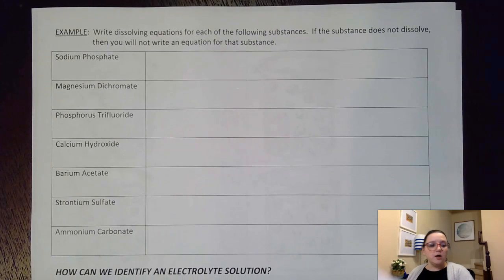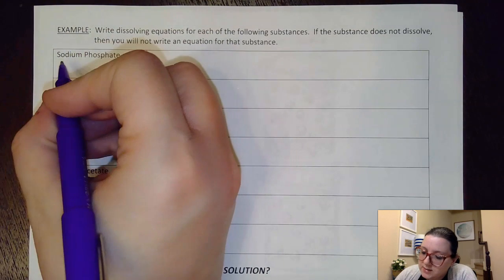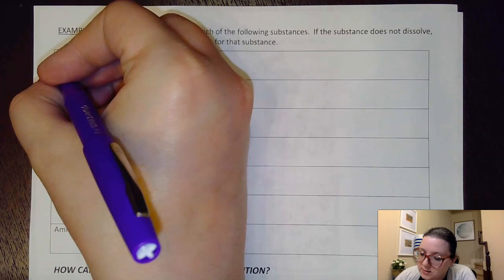It gives us a chart here with some various substances, and it wants us to write dissolving equations for each of them. If it doesn't dissolve, then we're not going to write an equation. So we're going to do a couple of these together, and then I'm going to let you try some out. So let's look at the first one here. The first one says that I have sodium phosphate. And so the first thing I would do is ask myself, is this ionic or covalent? And I see I have a metal and a polyion, so this is ionic.